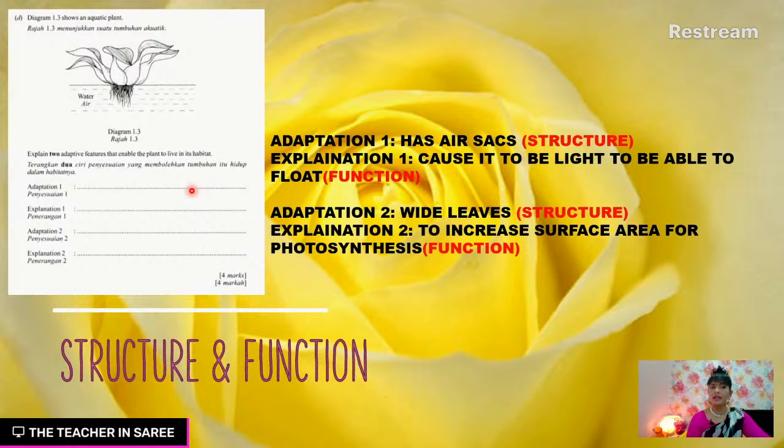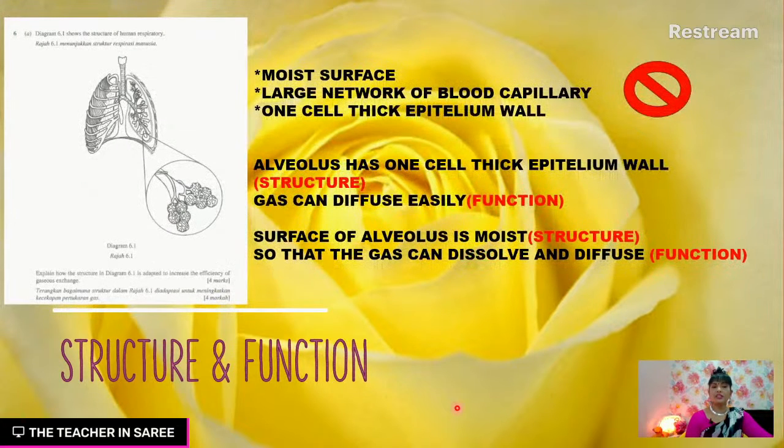So this one, why I took it is just to give you an overview of what exactly we are looking at. Right. So this is when the questions are separated. The next time, this is where the questions are worded together. So they asked, explain how the structure, so can you see the word structure, in diagram 6.1 is adapted to increase the efficiency of the gaseous exchange.